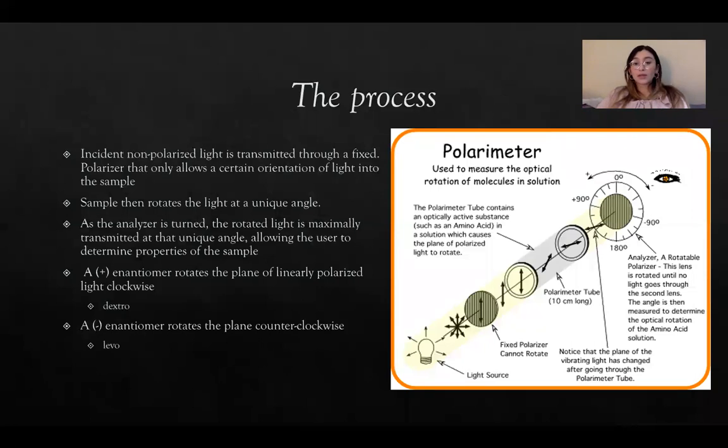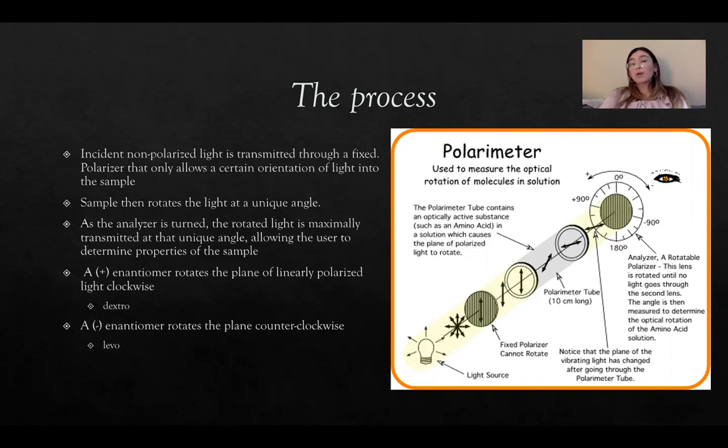The process. So this is basically what is going on right here, and you're going to see in all the videos that they explain this. Incident non-polarized light is transmitted through a fixed polarizer that only allows a certain orientation of light into the sample. The sample then rotates the light at a unique angle. So every single sample is going to have a unique angle, and that also helps to determine what chemical we're working with. As the analyzer is turned, the rotated light is maximally transmitted at the unique angle, allowing the user to determine properties of the sample.